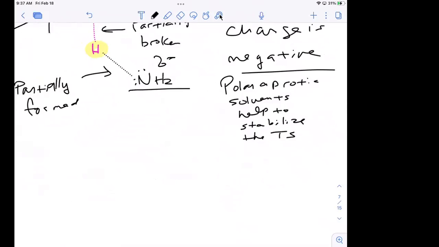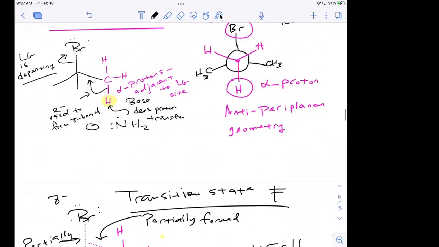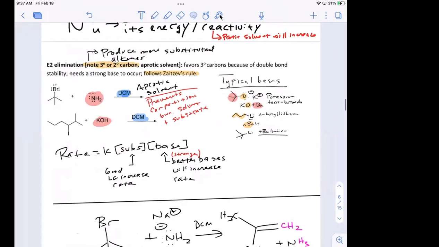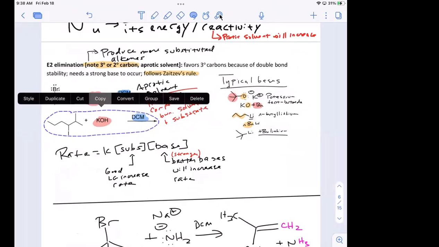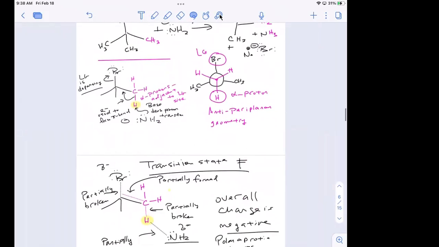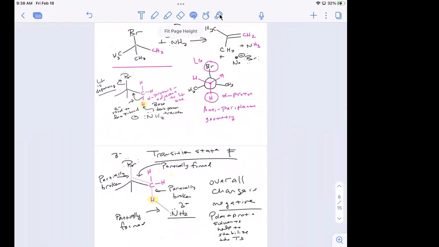All right. Let's look at the next example. We've got time. I'm going to copy it and bring it down, and we'll go through it because this is a great example to talk about Zaitsev's rule. Any questions about what we just did or talked about? Let me get all that on the screen.